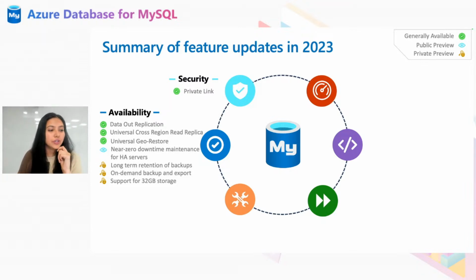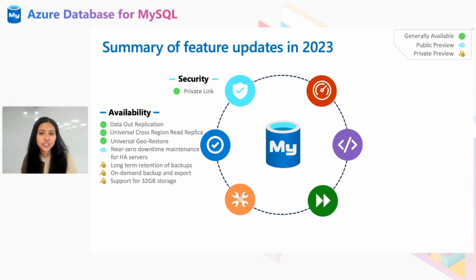We also released features, and do note that whatever's marked in green with a tick mark is in GA, whatever's in the I symbol in blue is in preview, and the lock symbol is in private preview. But universal cross-region read replica was released in GA as well, which is the ability to create a read replica in any supported region, in any region that supports Azure Database for MySQL. With this, you can really strengthen your DR strategy and even enhance your performance, right?